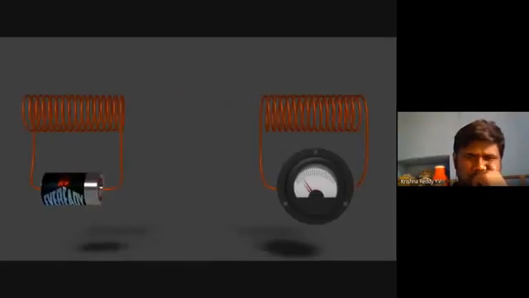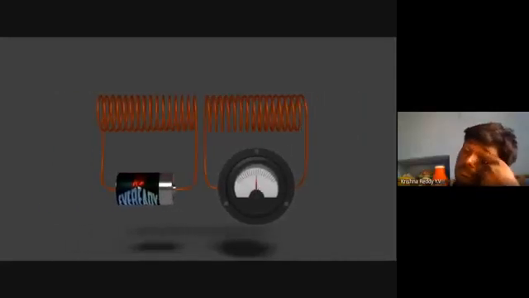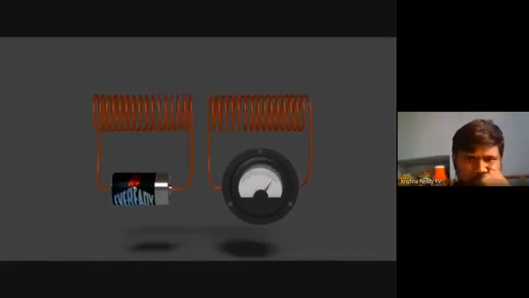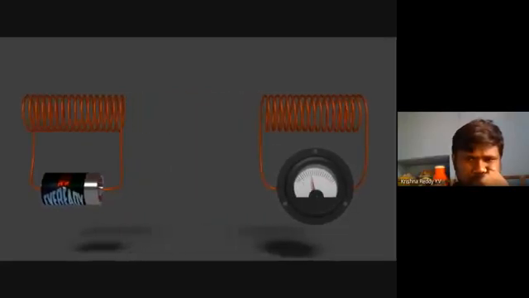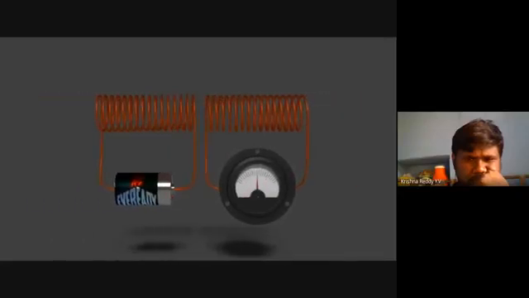If we observe the pointer movement of the galvanometer during movement of the second coil or first coil, we will find that the pointer moves in one direction when both coils come closer, and in the opposite direction when both coils go away from each other.